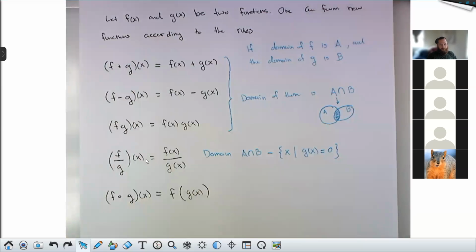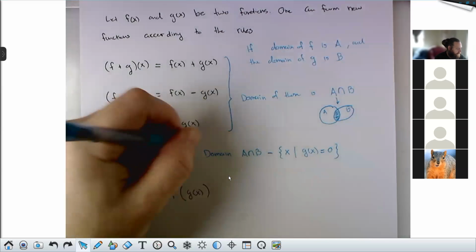So certainly in order to plug a number in here, I have to be able to plug it into both f and g. So it has to be an element of this intersection. But there's this additional restriction because g of x is downstairs. If a number makes g equal to 0 when you plug it in, then I cannot plug that number into this fraction because then we would be dividing by 0, like Lexi said. So that's the domain rule for this guy.